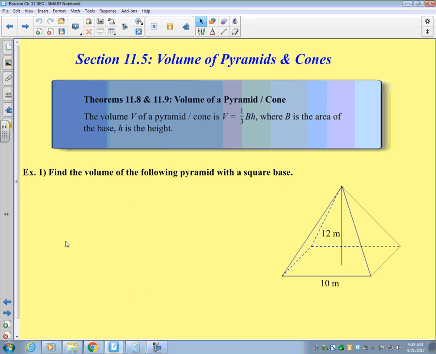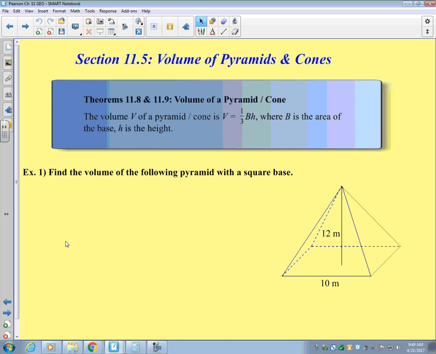11.5, the volume of pyramids and cones. We already have this information. We've already been doing this, but let's go over it again. The volume of a pyramid is 1/3 the volume of a rectangular prism. So it is 1/3 area of the base times the height of your pyramid. Volume of a cone is the same: area of the base, which is a circle, times the height of the cone.